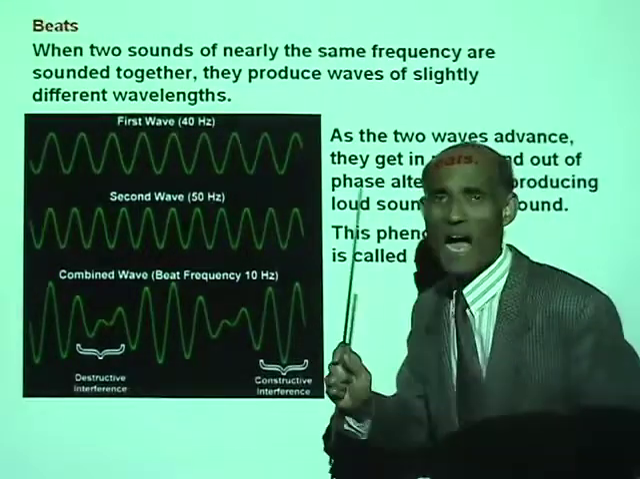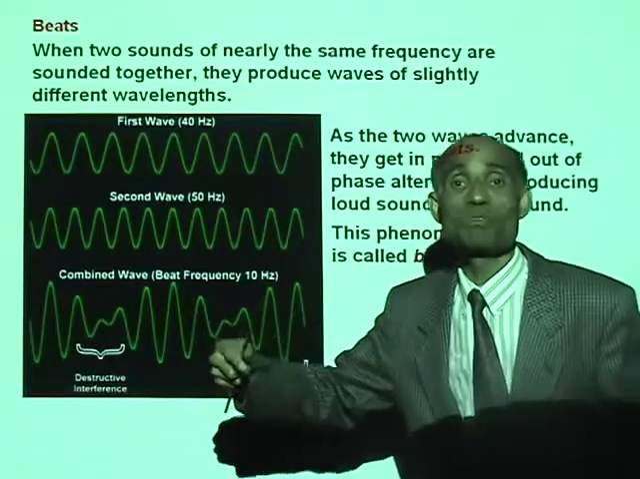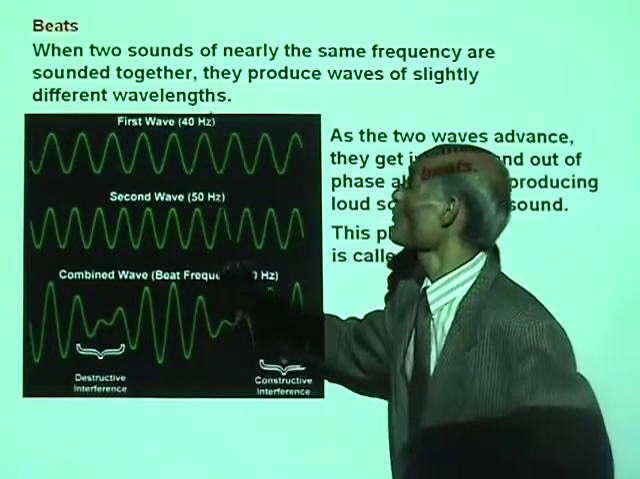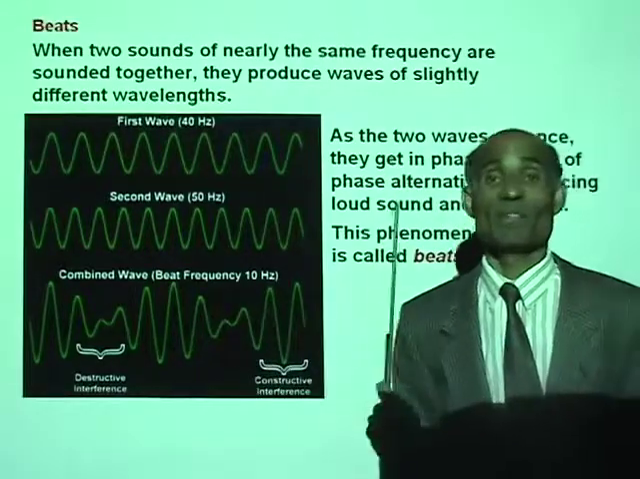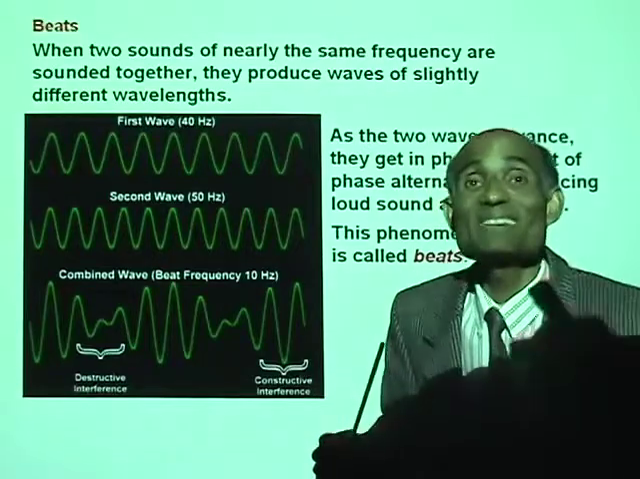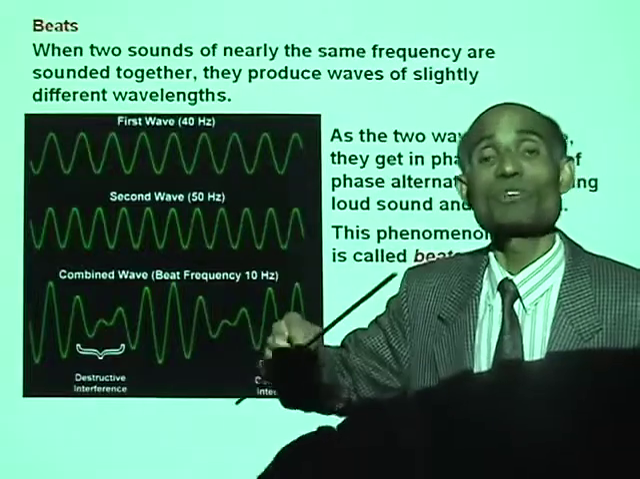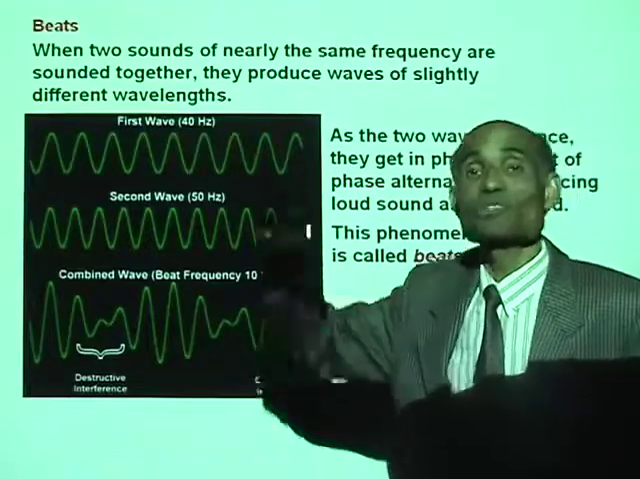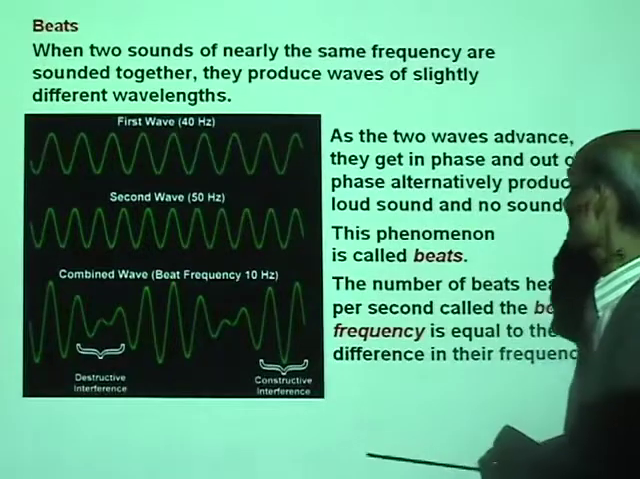Now, the question is, how many times will they get in phase and out of phase? Now here, the first frequency is 40 Hertz. The second wave, the frequency is 50 Hertz. That means they will get in phase and out of phase 10 times a second. You will hear 10 loud sound and 10 no sound. So you will hear loud sound, no sound, loud sound, no sound 10 times in 1 second.